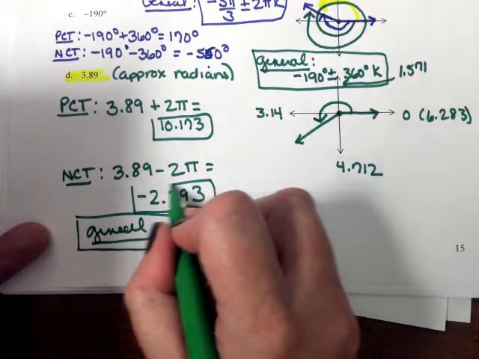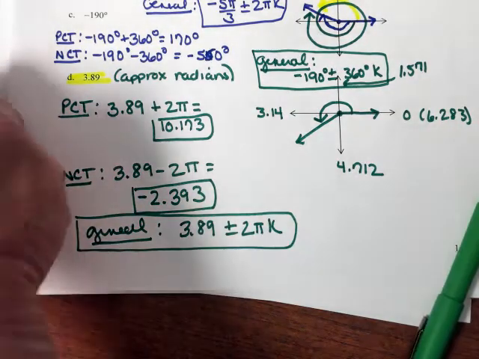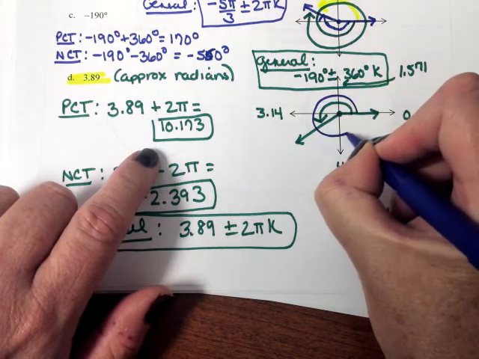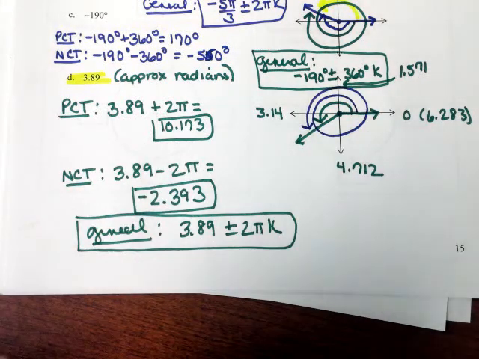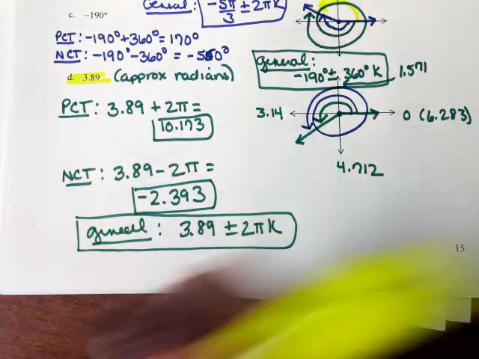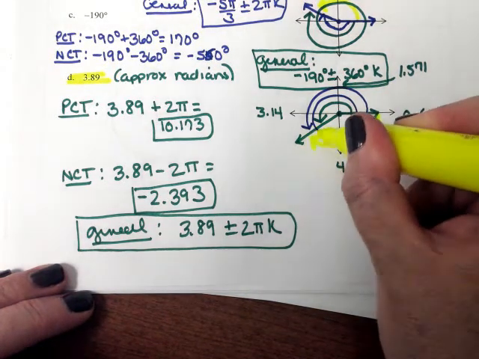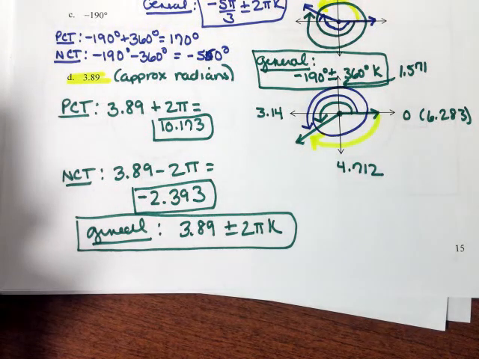So you still add and subtract 2 pi even though that is an approximate radian. So this 10.173, I would add 2 pi, and then I'm going another 3.89. So there's my positive coterminal angle. This negative 2.393 is right here. So that's how you find positive and negative coterminal angles.